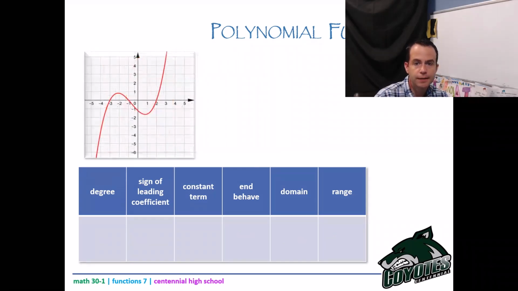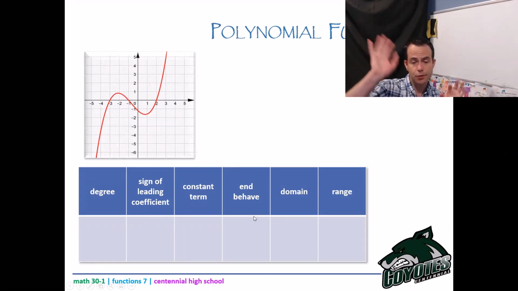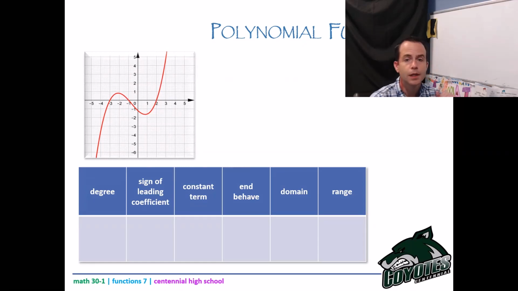Okay, try this guy. So we have the degree here, we have 2 turning points. So it'll be a degree 3. The sign of the leading coefficient is going to be positive because my end behavior is going up. Okay, so I kind of answered those 2 at the same time. Constant term here is at -1. The domain will be real again, and the range actually will also be real because this is going to go down and go up forever.